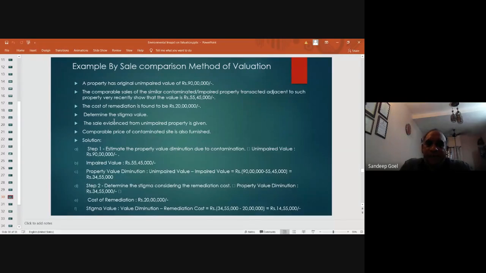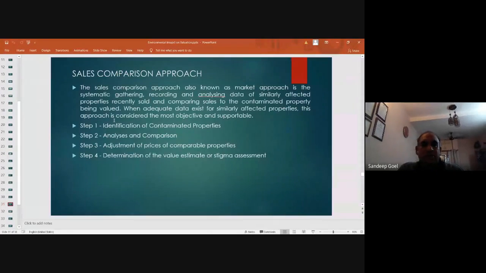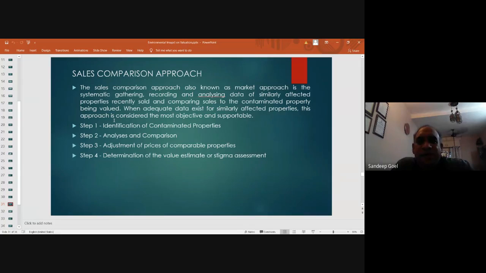This example I have done. Come. Sales comparison approach. The sales comparison approach, also known as the market approach, is a systematic gathering, recording, and analyzing of data of similarly affected property recently sold and comparing the sales to the contaminated property being valued. When adequate data exists for similarly affected property, this approach is considered the most objective and supportable.